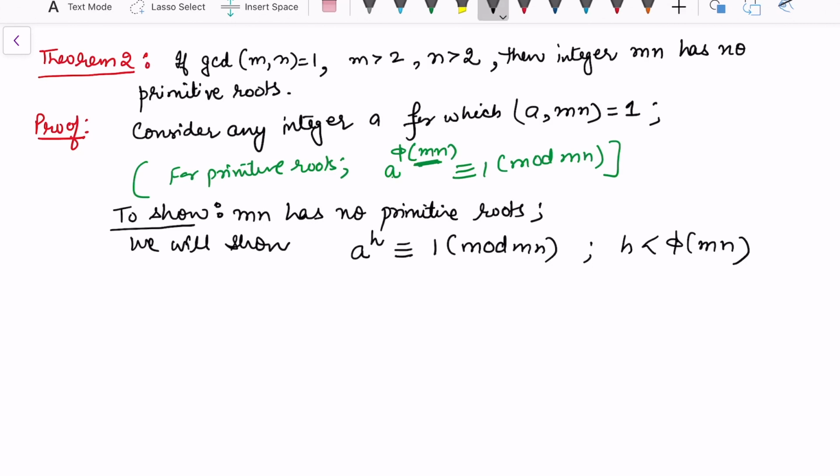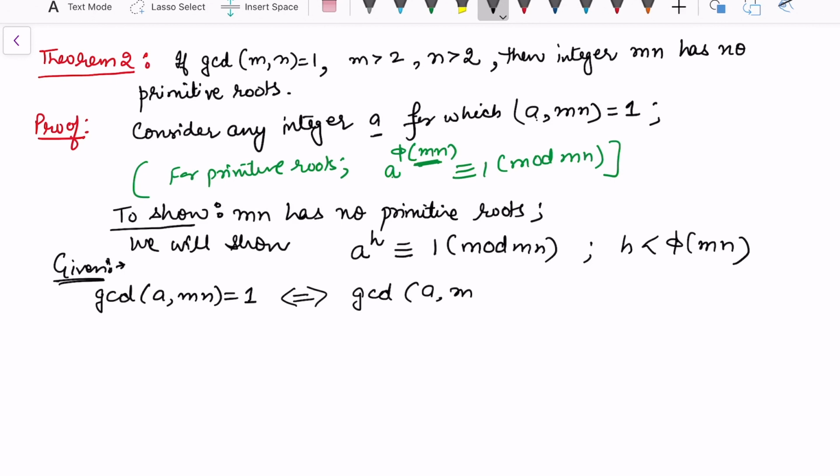What is given to us is that the GCD of a and mn is equal to 1. This is a given condition whenever we talk about the primitive root. So I have considered a number a for which the GCD of a and mn is equal to 1. And this implies, so there is a result in divisibility, that GCD of a and m is equal to 1 and GCD of a and n is equal to 1. If this holds, then the other side will hold, and if this holds, then this side will automatically hold. And I'm just going to label this.